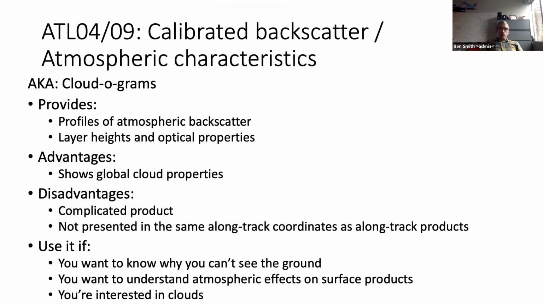And then the last quick thing to talk about are atmospheric products. These are ATL04 and 09, and I think 09 is the one that you would actually look at, which is calibrated backscatter and atmospheric characteristics. And so what these do is they show you what you hope doesn't get in your way when you're looking at ice surfaces and land surfaces.